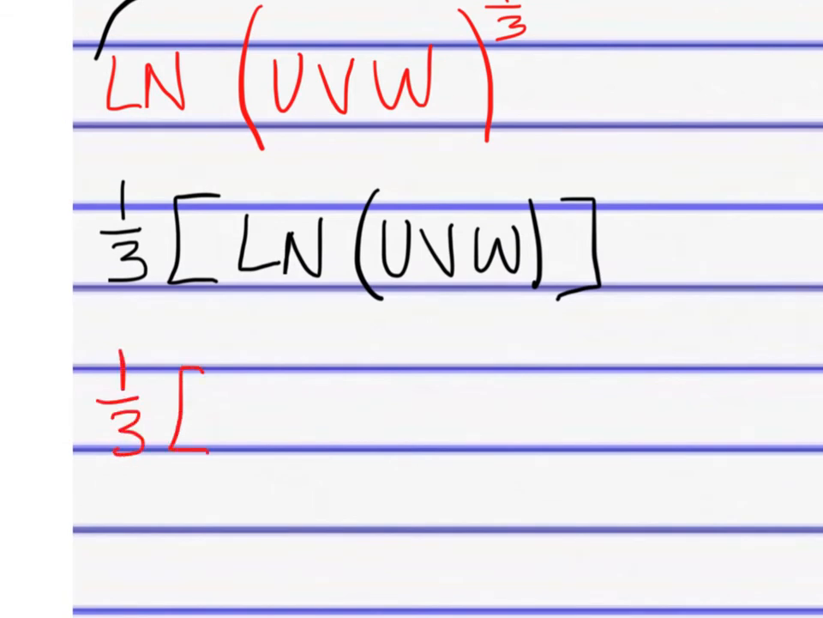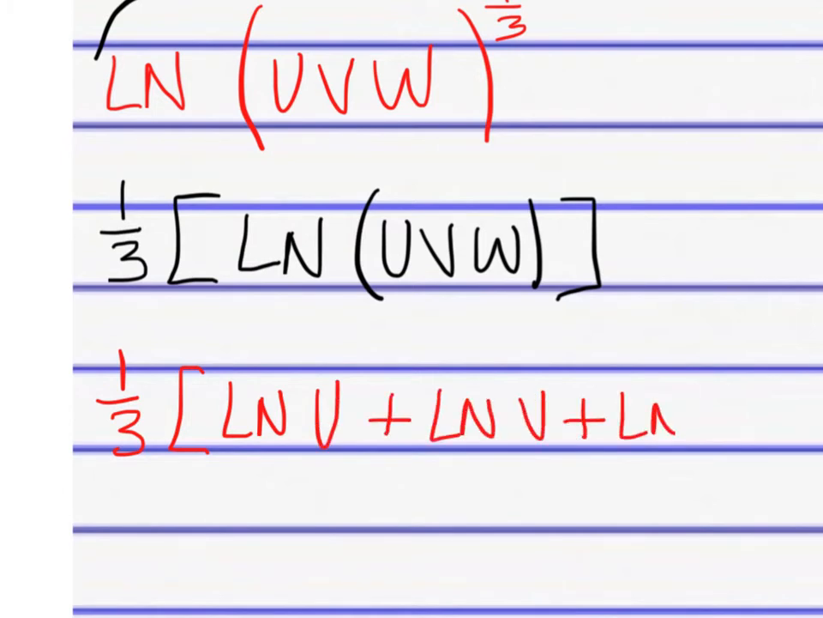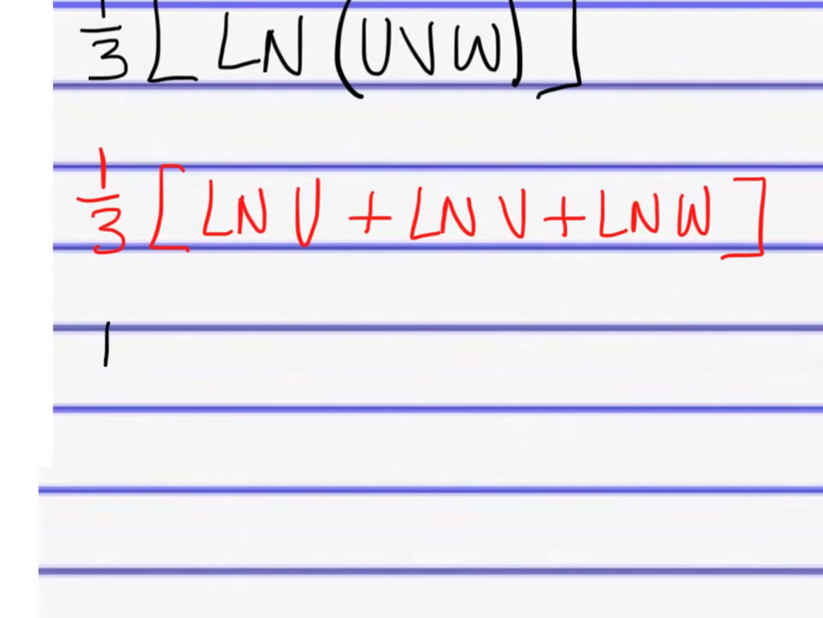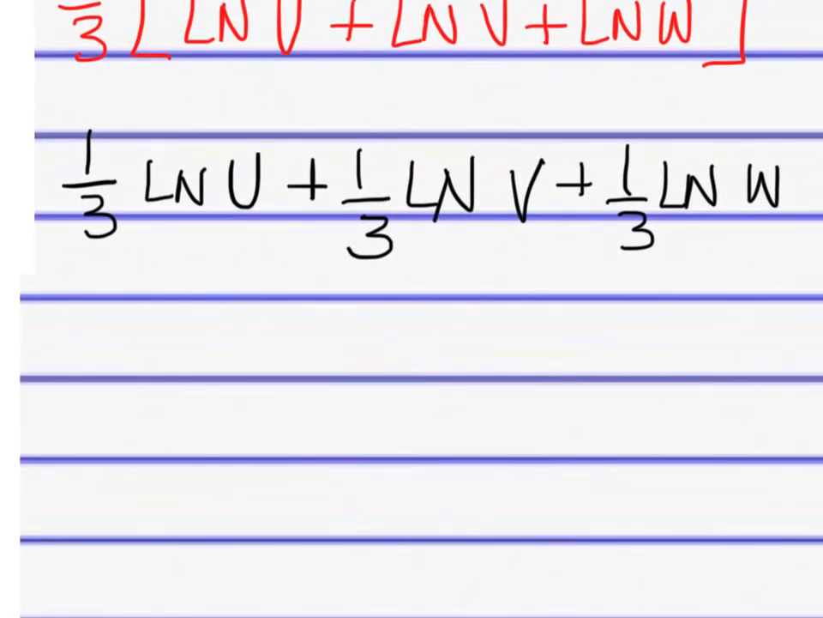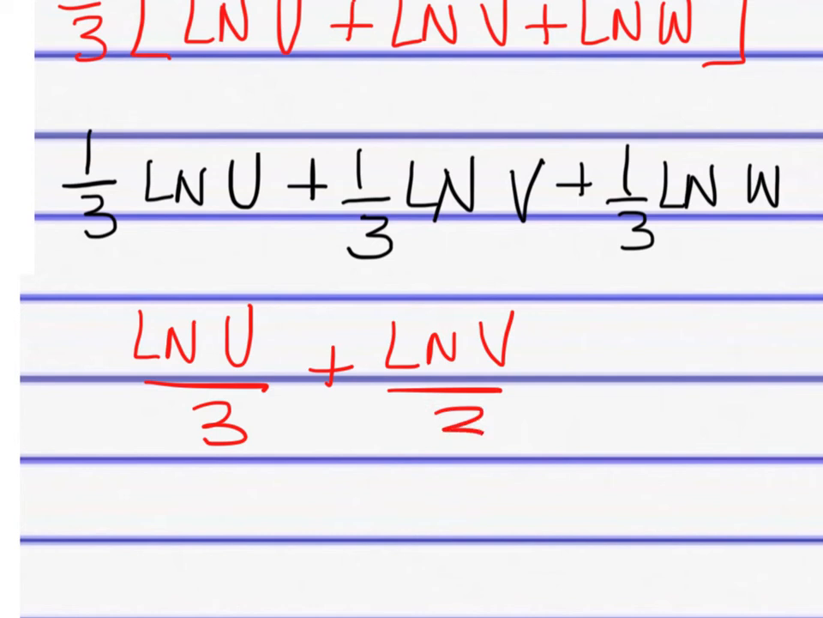And then break it apart: log natural U plus log natural V plus log natural W. And then after that, it's just 1/3 log natural U plus 1/3 log natural V, and then plus 1/3 log natural W. Now when you get an answer key for this, or you see a different form of the answer, you should not let that throw you off, because the final answer I just put there is the same thing as this. Something over 3 is the same as multiplying it by 1/3. You can have either way.